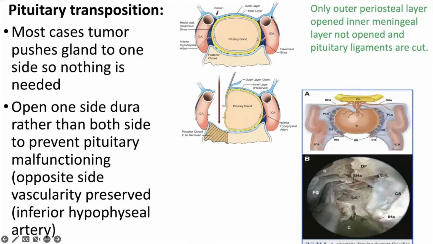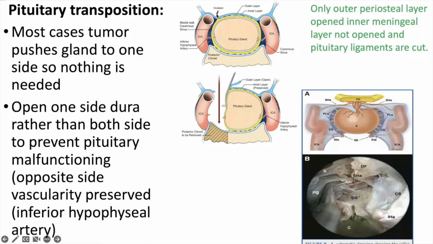If you do it bilaterally, then all blood supply to the pituitary gland goes, and invariably, in all cases, you will come across pituitary dysfunctions. In most cases, the tumor creates a space for you and you don't require anything. So just take the help of the tumor cavity and you can go posteriorly. But if it is required, then open it from one side only.